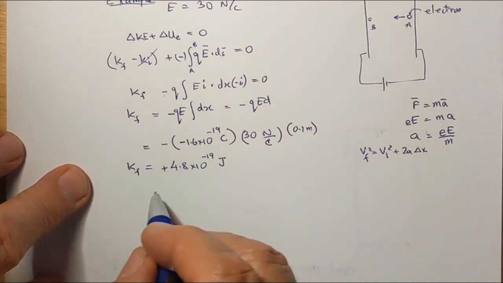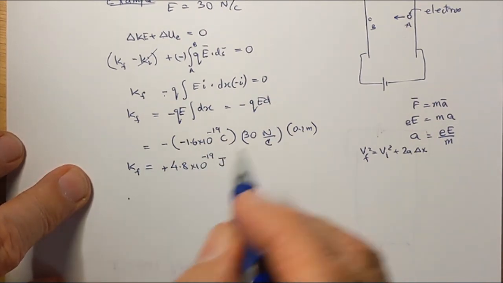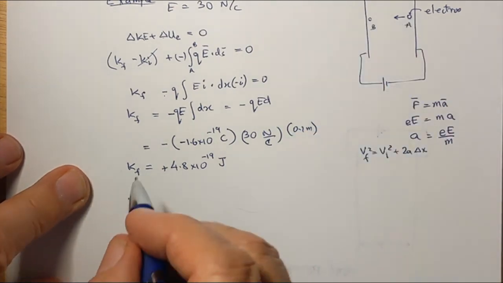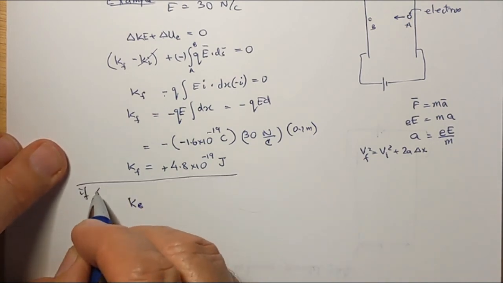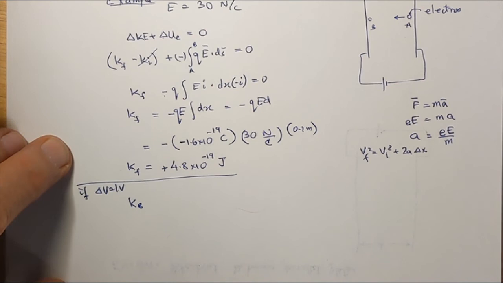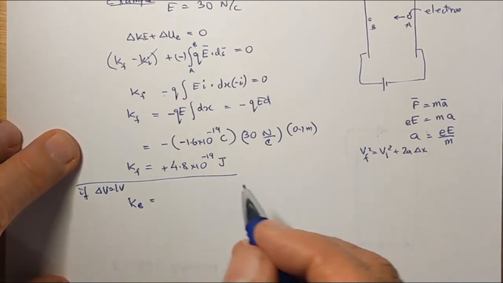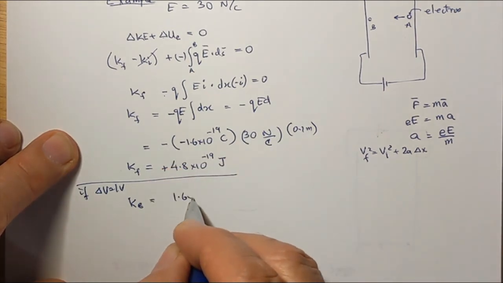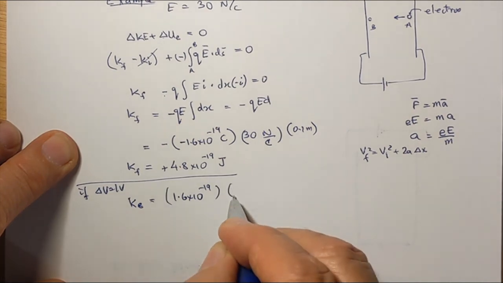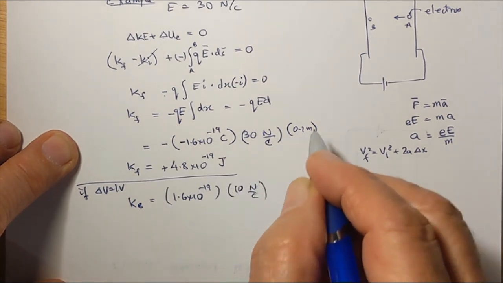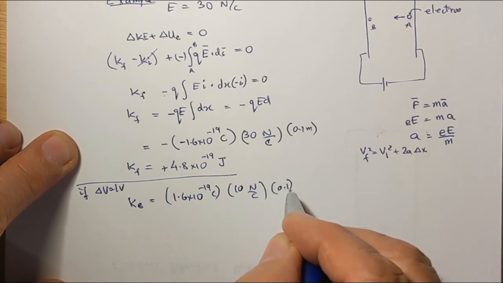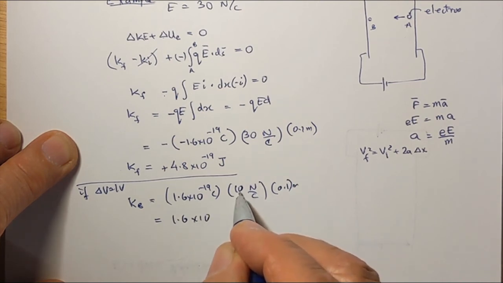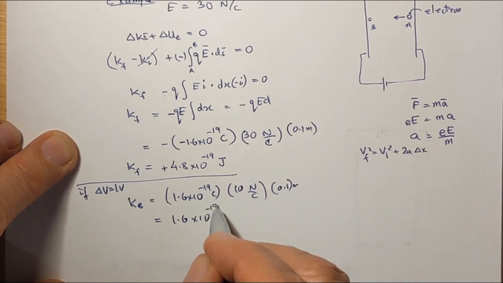And so our kinetic energy that the electron will have, KE of the electron, if delta V is 1 volt, using the same equation, is going to be 1.6 times 10 to the power minus 19, times 10 newtons per coulomb, times 0.1 meter, and that gives us 1.6 times 10 to the power minus 19 joules.